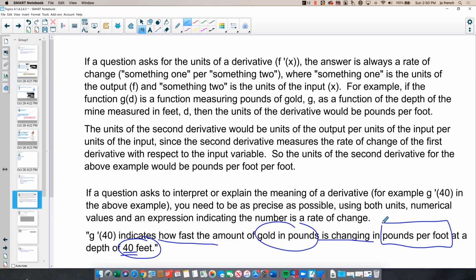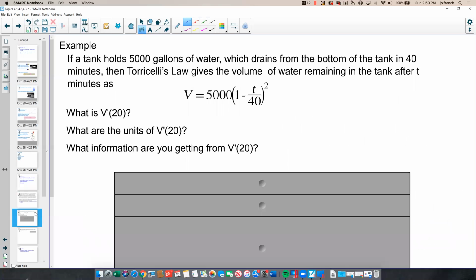Let's look at an example here. If a tank holds 5,000 gallons of water, which drains from the bottom of the tank in 40 minutes, then Torricelli's law gives the volume of water remaining in the tank after t minutes as V equals 5,000 times (1 minus t over 40) squared. What is V prime of 20?